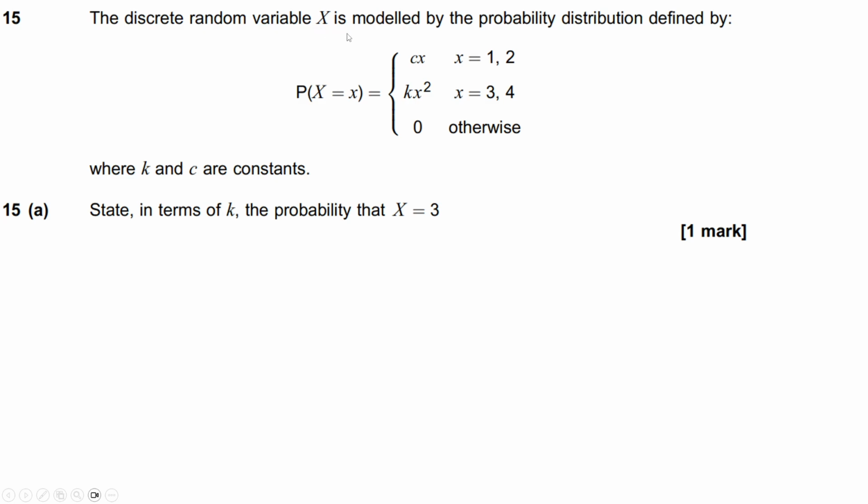The discrete random variable x is modeled by this probability distribution. Okay, state in terms of k the probability that x equals 3. Okay, so when x equals 3, we're going to be looking at this point here. So you just substitute in little x equals 3 to here. X squared is 3 squared is 9, so you get 9k.